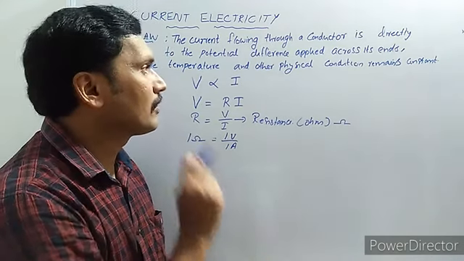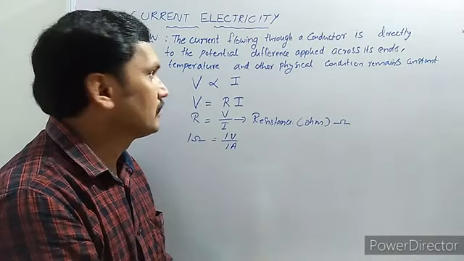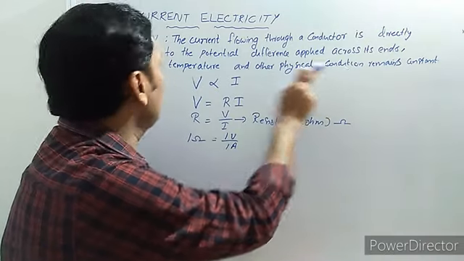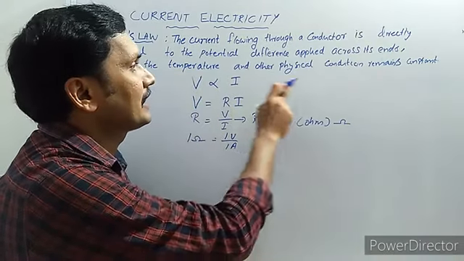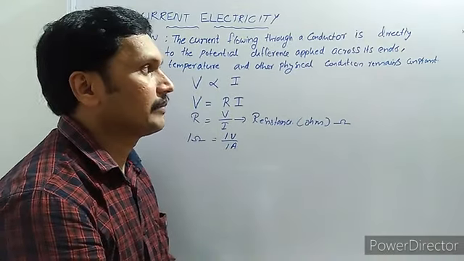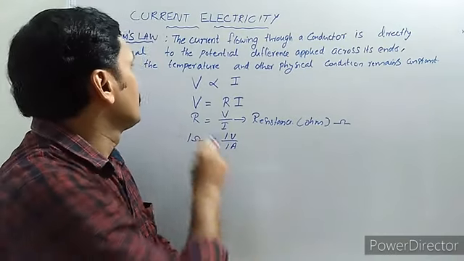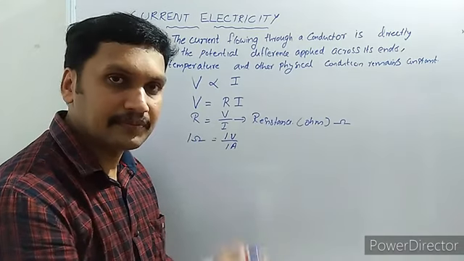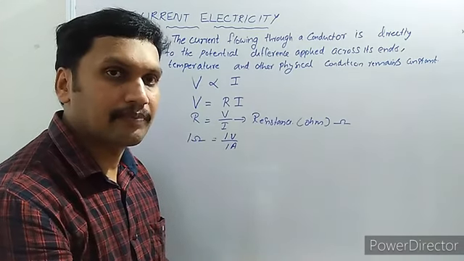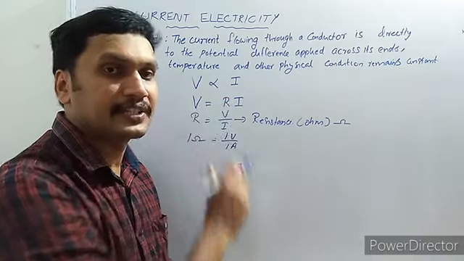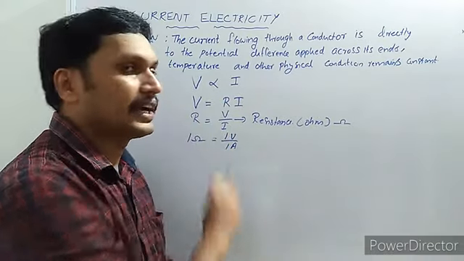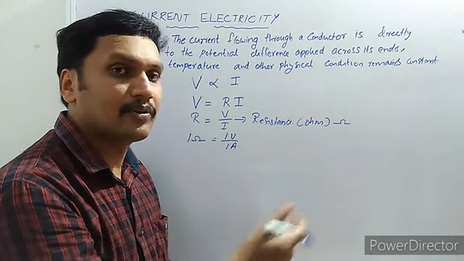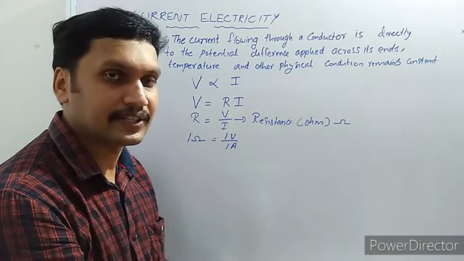But this Ohm's law holds good only under a condition. It holds good only when the temperature and other physical conditions remain constant. Otherwise, if the temperature and other physical conditions are changing, the resistance may not be constant. There are some variations of V and I, and the direct proportionality will not hold good. We will discuss such concepts in later sections.